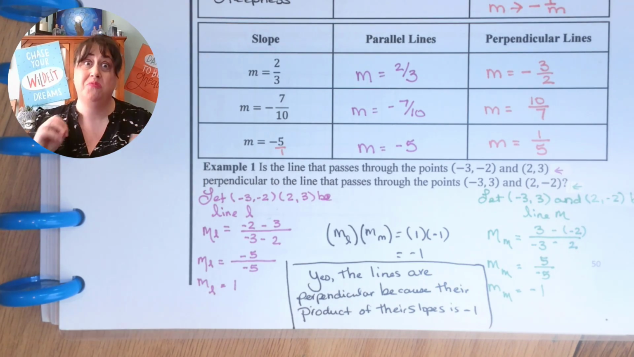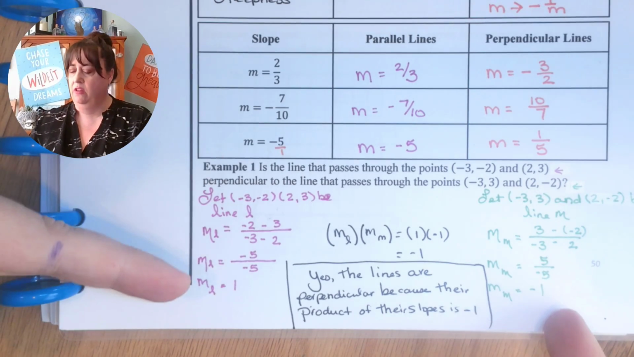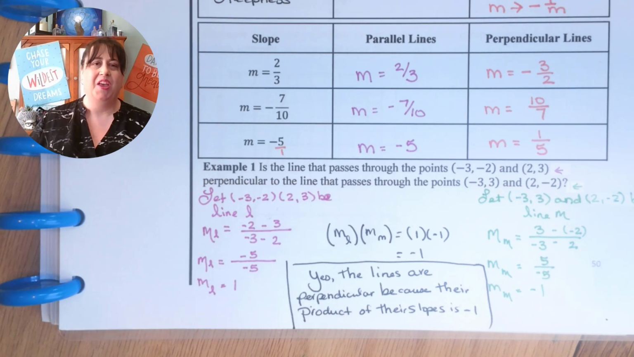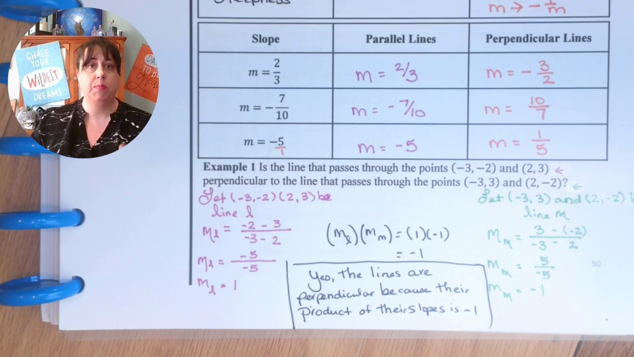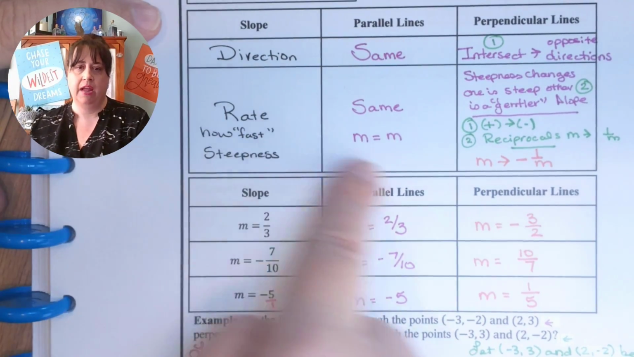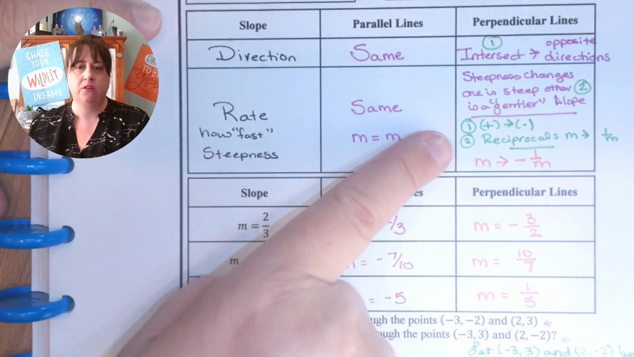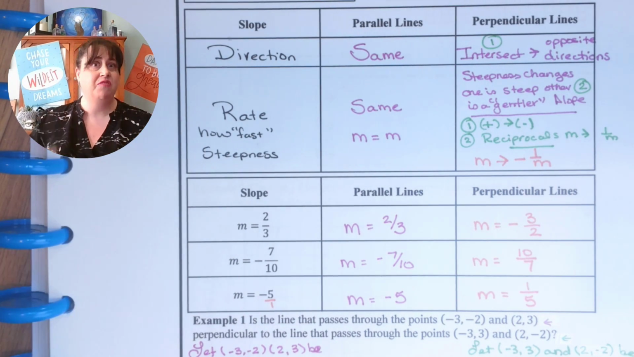Sometimes those real mathy things come in handy because sometimes it's hard to tell just by looking at it whether they're opposite reciprocals. So that is it for today. We were looking at parallel lines and perpendicular lines and their slopes. We have a really nice way to look at it right here. Parallel lines have the same slopes. Perpendicular lines have opposite reciprocals. And if you can remember that, you've got it.